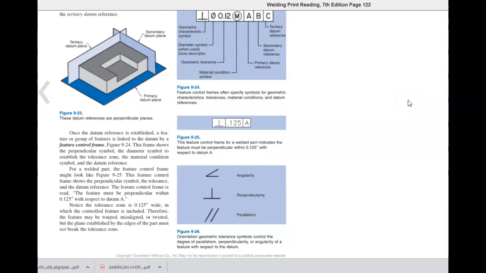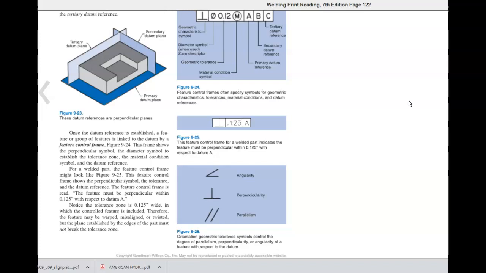Once the datum reference is established, a feature or group of features is linked to the datum by a feature control frame, figure 9-24. This frame shows the perpendicular symbol and the diameter symbol to establish the tolerance zone, the material condition symbol, and the datum reference. For a welded part, the feature control frame might look like figure 9-25. The feature control frame shows the perpendicular symbol, the tolerance, and the datum reference.